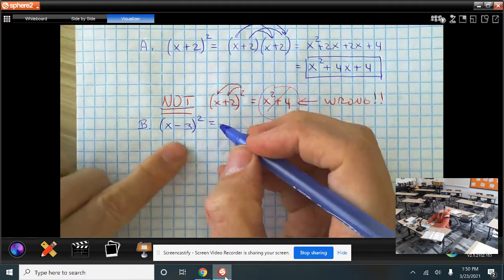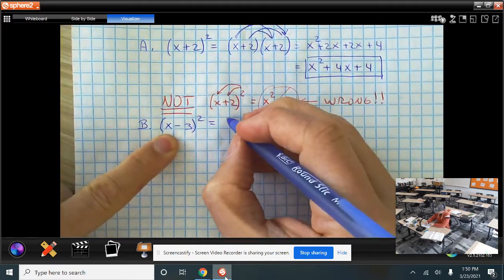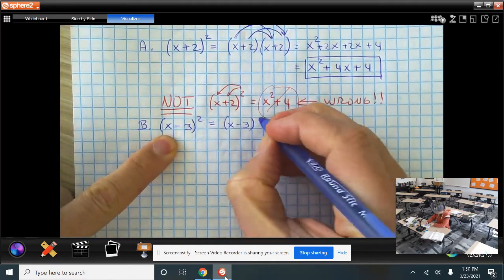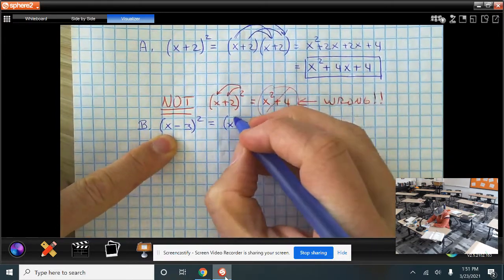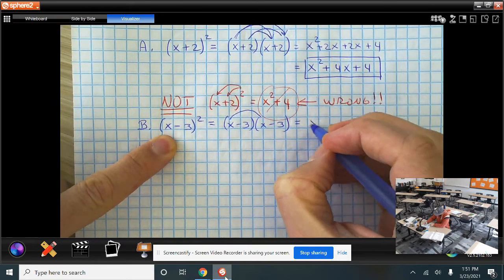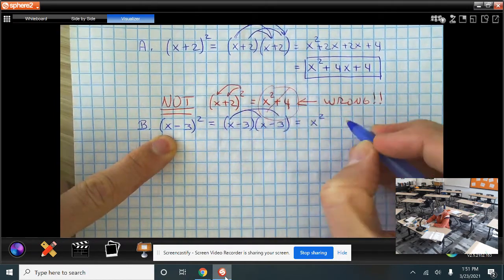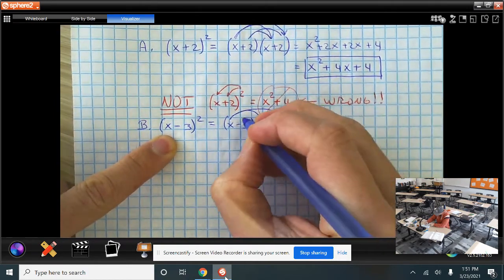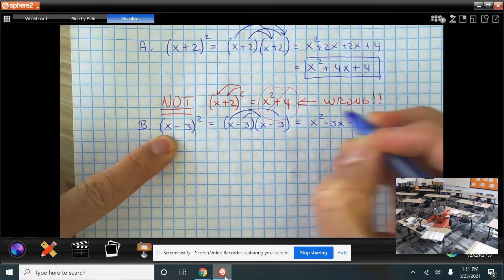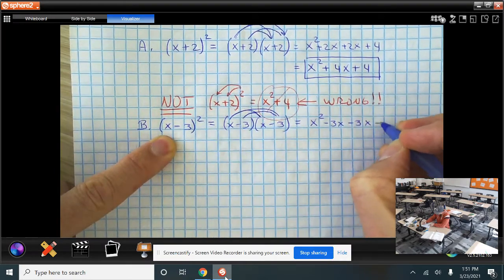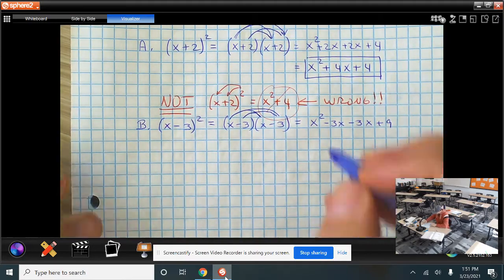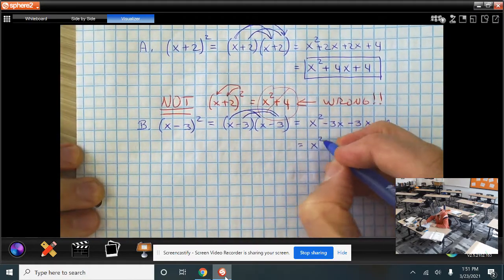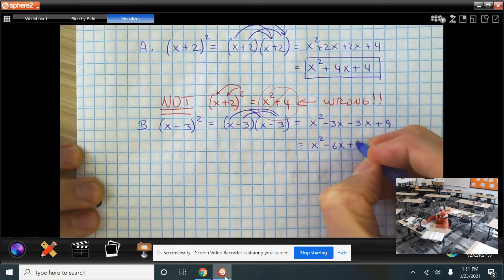Okay. You should have done this. x minus 3 times x minus 3. That's what that means. So we're going to do x times x. That gives me x squared. x times negative 3 is negative 3x. Negative 3 times x is negative 3x. And negative 3 times negative 3 is positive 9. Did you get the positive 9? Awesome. So then we have x squared minus 6x plus 9.